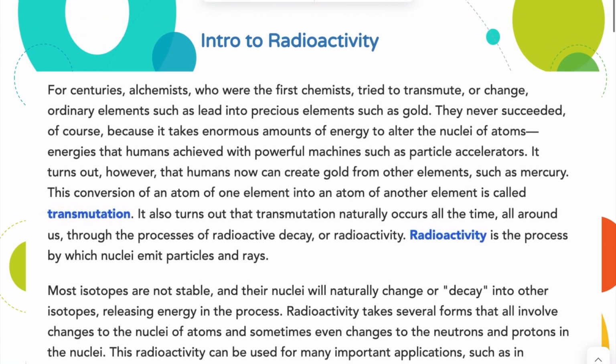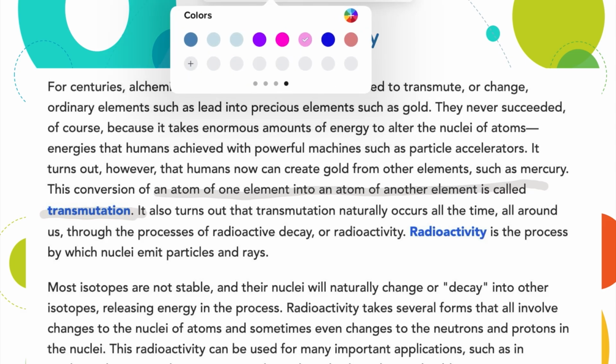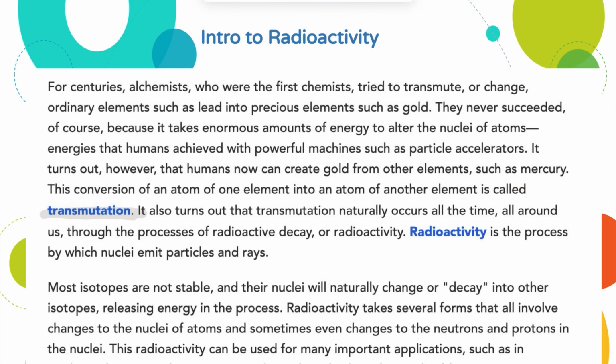And again, here is an introduction. Make sure you read this through. Really, our focus here is that when transmutation happens, an atom of one element is turning into an atom of another element. And emitting a particle, whether it's a nuclei or other radioactive particles, is called radioactivity.